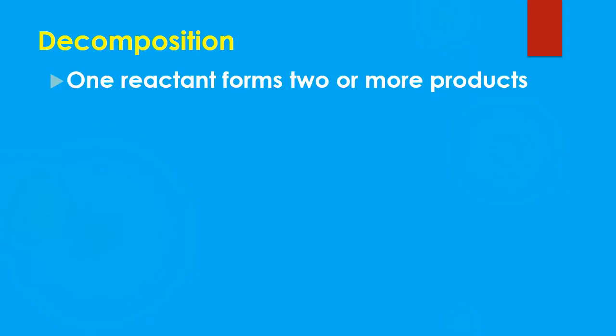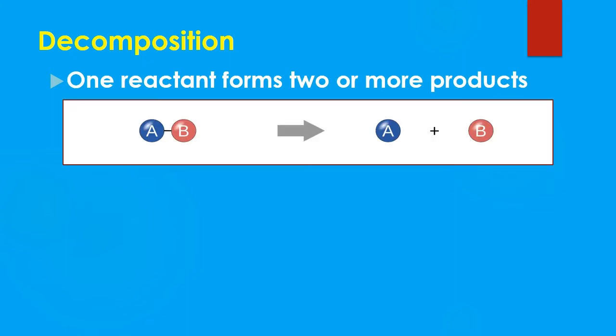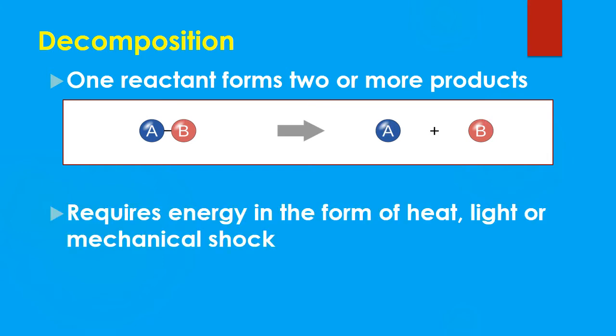So let's start with the first type of reaction, decomposition. Decomposition meaning to break down. So we have one reactant breaking down, or one reactant forms two or more products. So we start with one substance. We start with this substance here, and that substance breaks down to give us two new substances. So we have our one reactant breaking down to give us two new products.